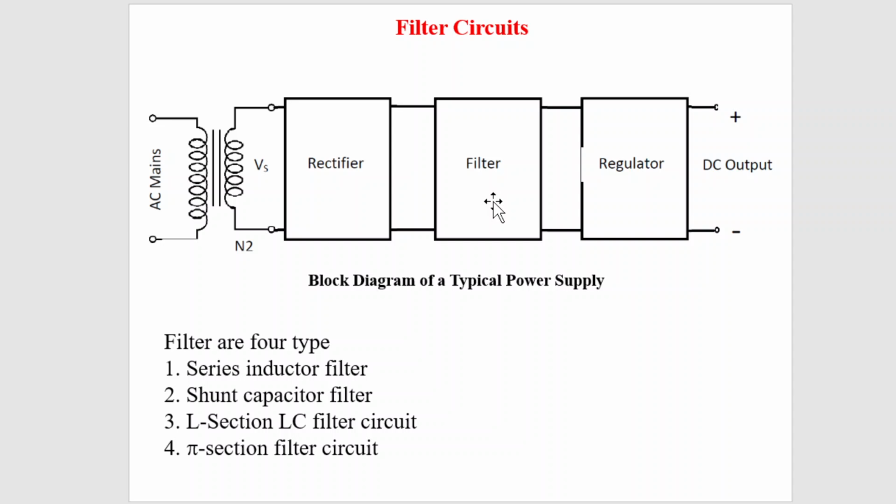Why do we require a filter circuit in a power supply? This is a block diagram of a typical power supply: AC mains, primary and secondary transformer, rectifier and filter circuit, and then regulator, voltage regulation, and then output. So it means a power supply consists of these elements: voltage regulation, a filter, a rectifier, and AC mains.